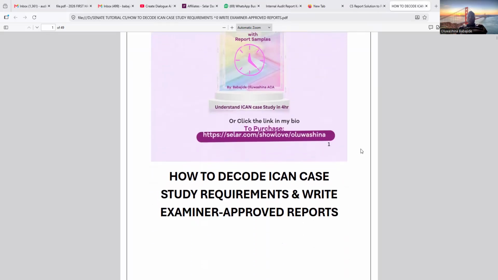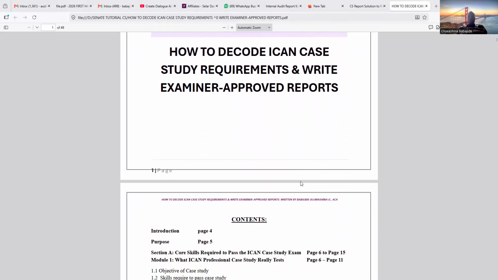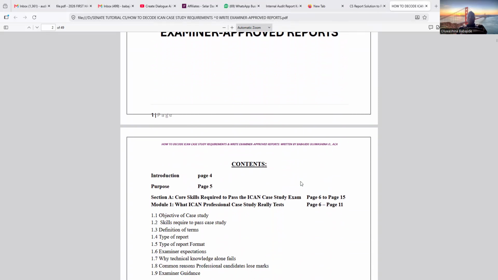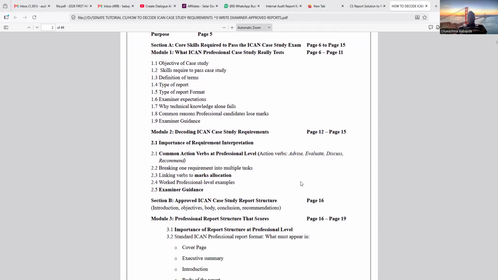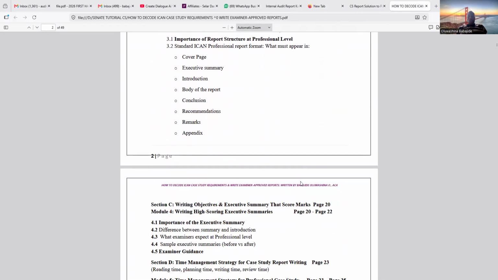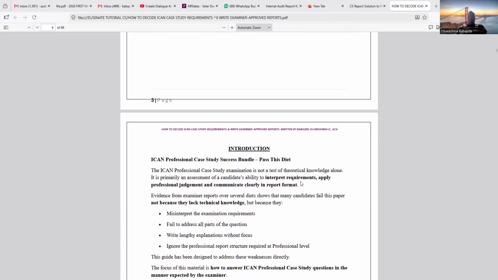So this guide starts with how to decode ICAN Case Study requirements and write an examinable, approved report. I'm going to give you a lot of things, so that even when you read through and go through other reports I have prepared, you will go into the exam with confidence, without fear, and pass it. So now let's start. The objective of case study. What is the objective of case study?